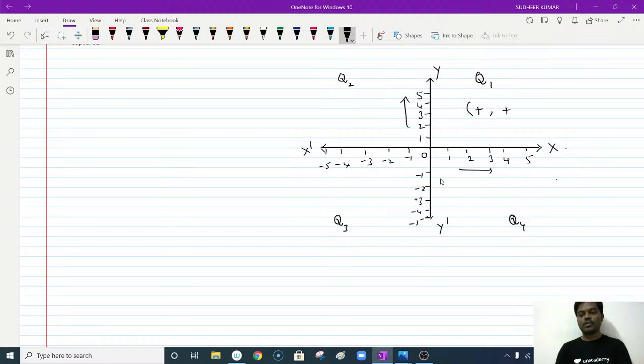In the second quadrant, x is negative, y is positive. And here in the third quadrant, x is negative as well as y is also negative, right? In the fourth quadrant, x is positive and y is negative.